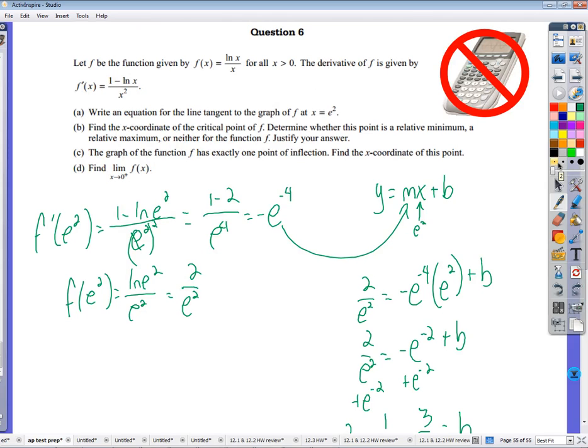Find the x coordinate of the critical point of f. Determine whether this point is a relative minimum, a relative maximum, or neither. It says find the critical point. Apparently there is one. Where do critical points happen? Where the slope equals 0, or where the slope is undefined. But this function doesn't have a vertical asymptote that makes it skip over it. The domain is x bigger than 0, and the domain's already given.